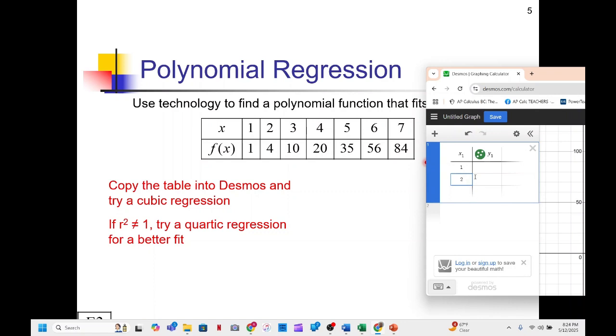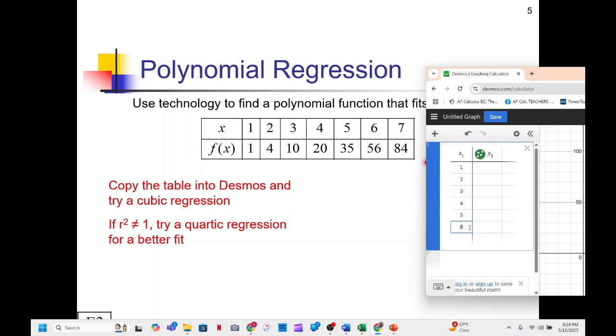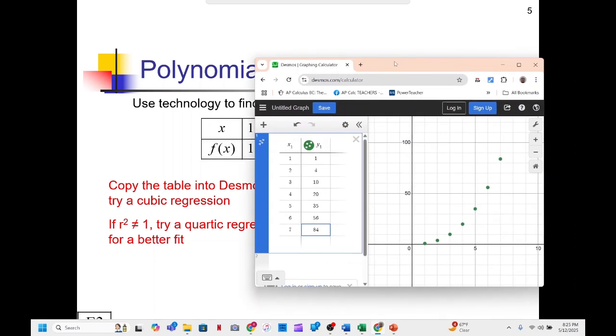So it's automatically going to give me 3, 4, and 5 just by pressing enter, which is kind of neat. But if you don't want that, you can always change them anyway. Now for the y values, we've got 1, 4, 10, 20, 35, 56, and 84. And while I'm doing these, Desmos is faithfully entering them onto the screen here.